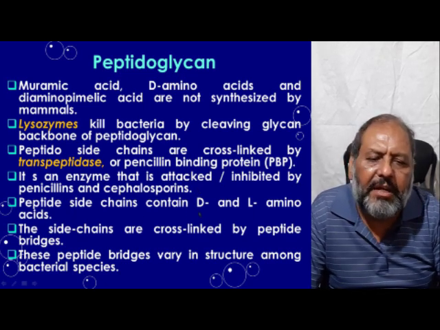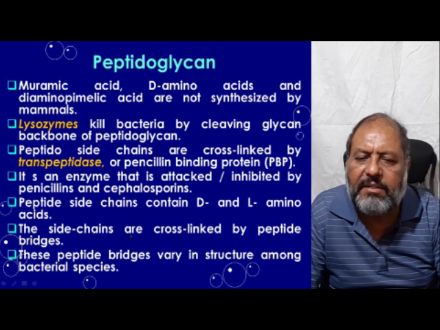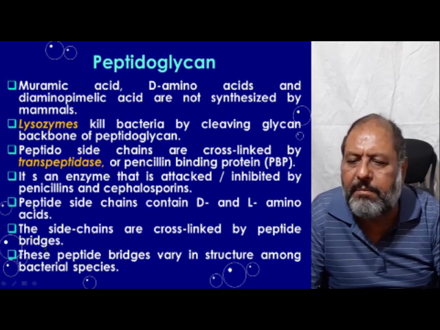Peptide side chains contain D and L amino acids. The side chains are cross-linked by the peptide bridges.